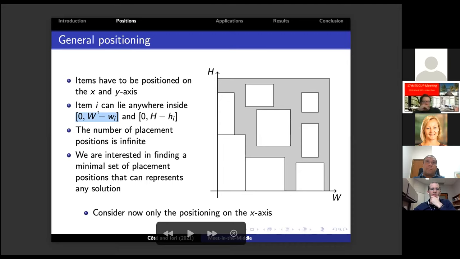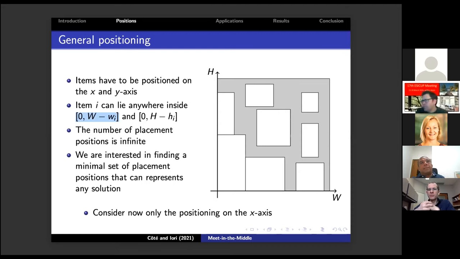I am interested in ways to place this item inside this interval, and mostly in ways I can reduce this interval, because it is continuous and I would like something smaller: if it's continuous, I have an infinite number of positions. If my data is integer, I can consider only integer points, and it will give me a pseudo-polynomial number of positions. That is a first way to reduce the positions, but there are other methods, and this is what I will be presenting.